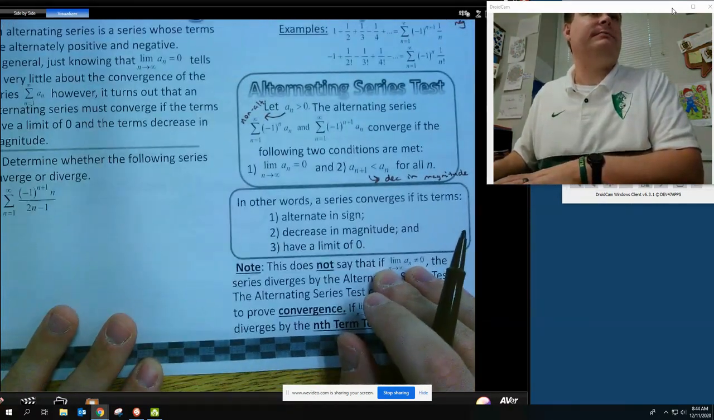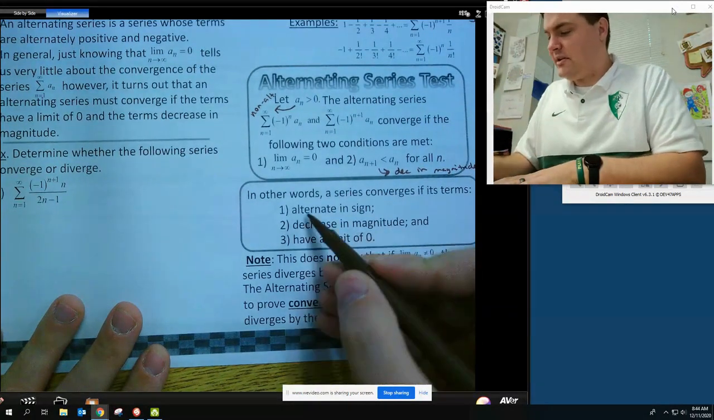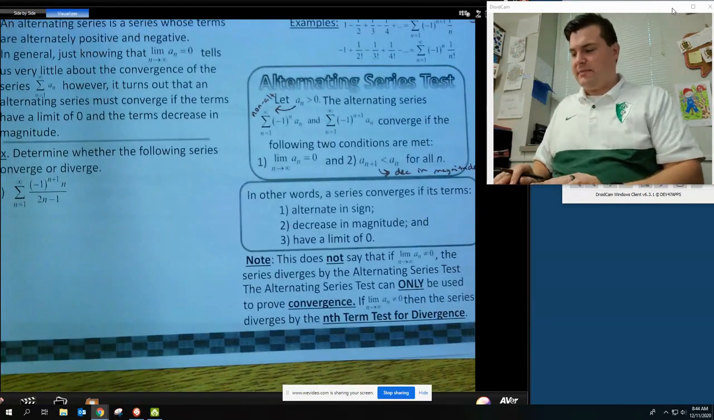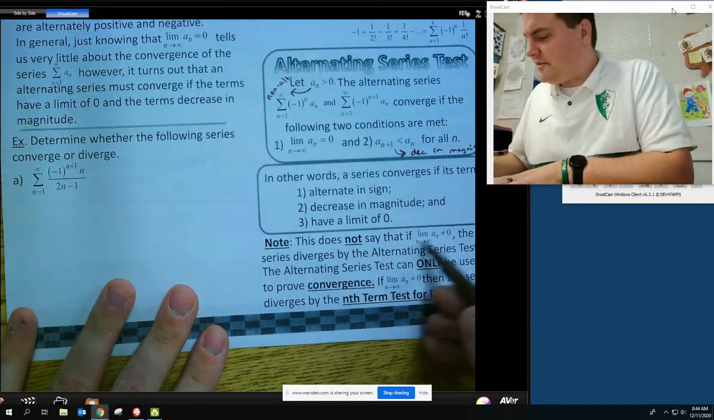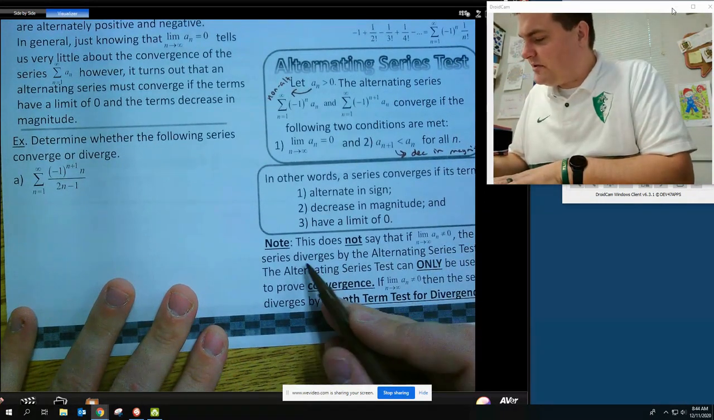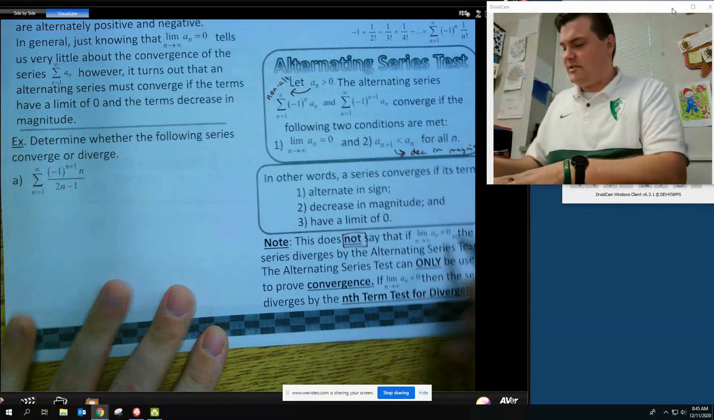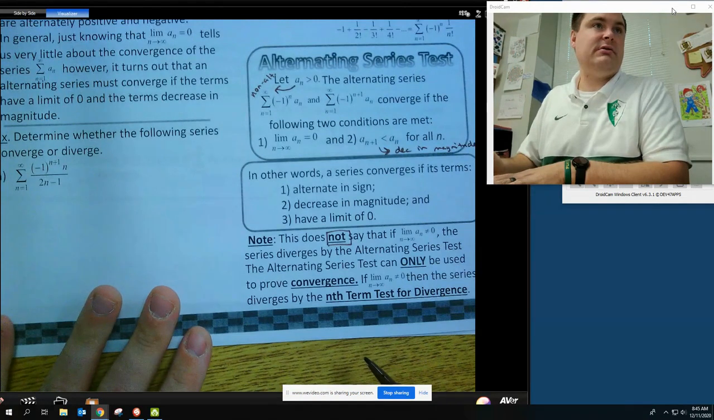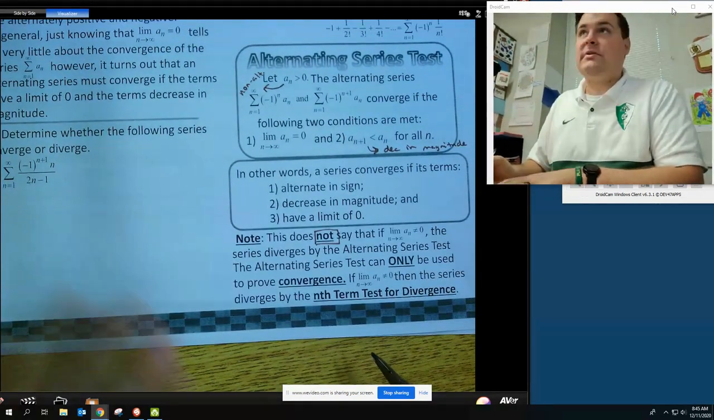So to use the alternating series test, you get to say these three things: alternates in signs, decreases in magnitude, and has a limit of 0. Also just take note of this. If the limit does not equal 0, then the series diverges. It does not say that it diverges if the limit is not 0. This can only be used to prove convergence. So just be aware of that.